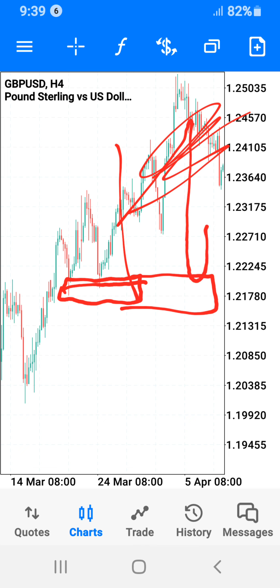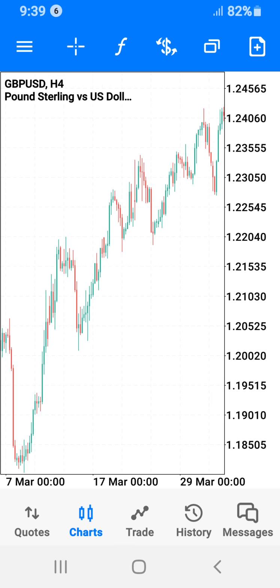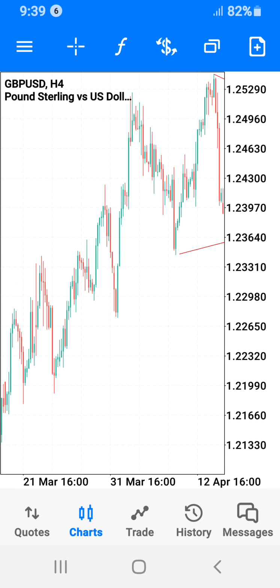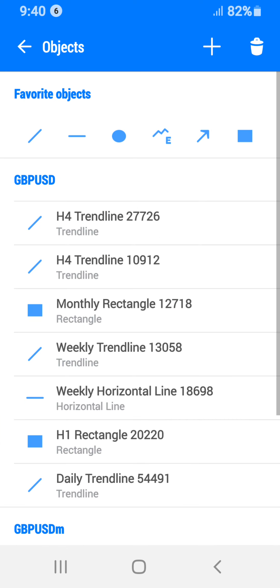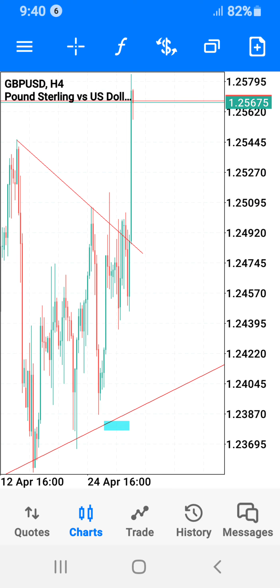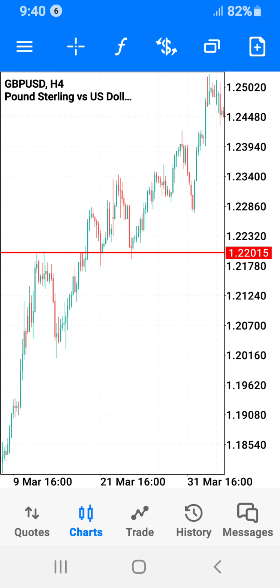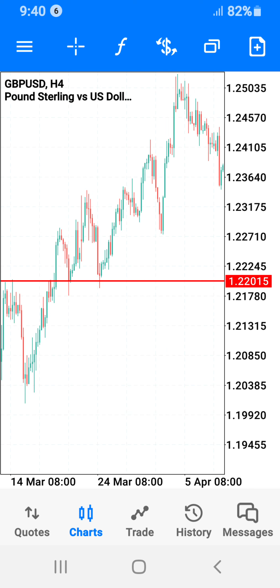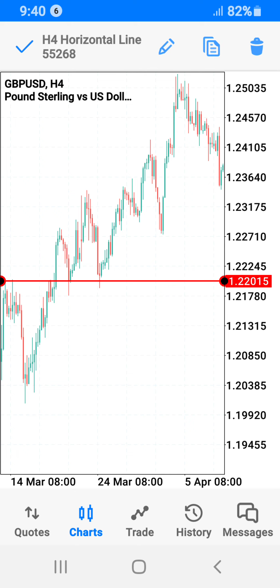But it didn't do that. Let's see in the future if it actually gets back there. Okay, let's put a horizontal line there. Does it actually get back there? Okay, it didn't. It's still going upward. So this was not a support and resistance level for us to get in.